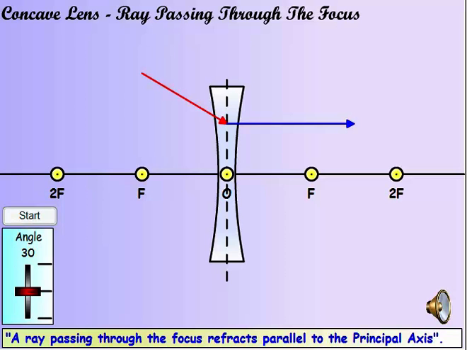Any ray of light which when extended would pass through the focus emerges parallel to the principal axis in a concave lens. The angle that the ray makes does not matter, as long as its extension would pass through the focus.